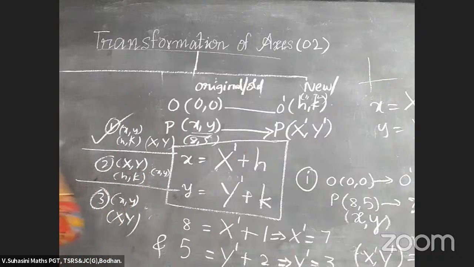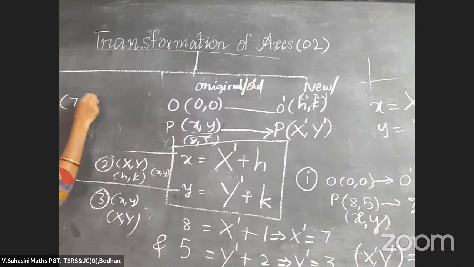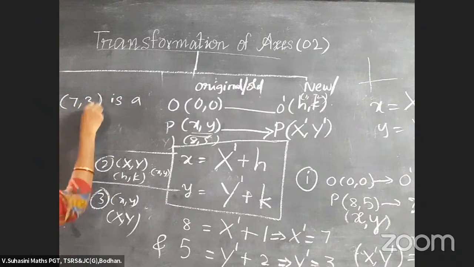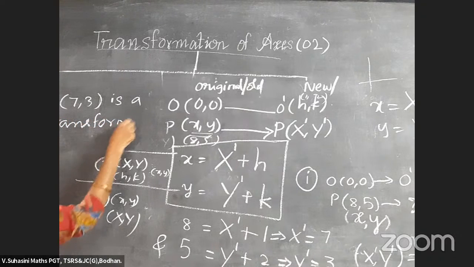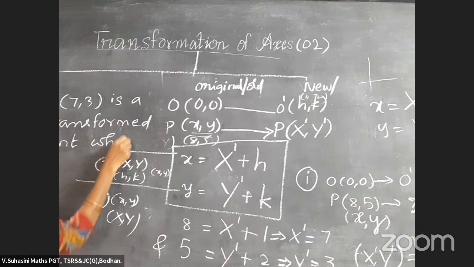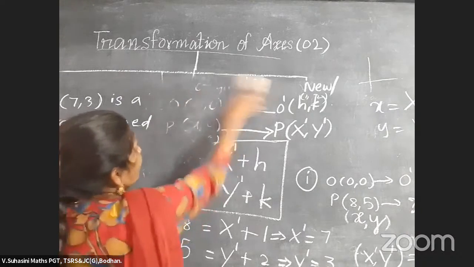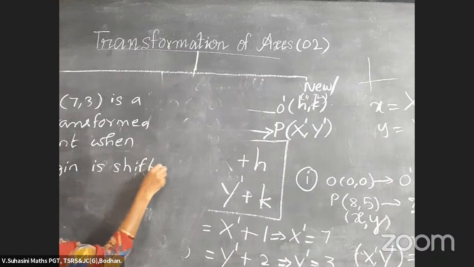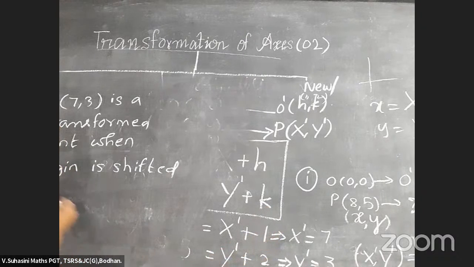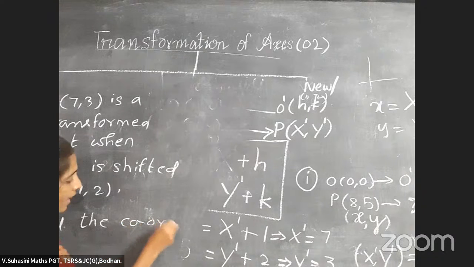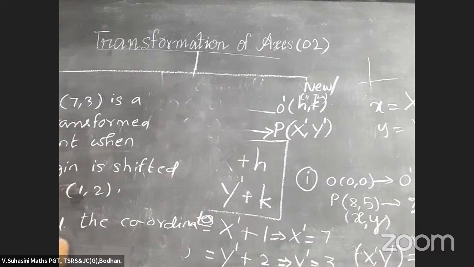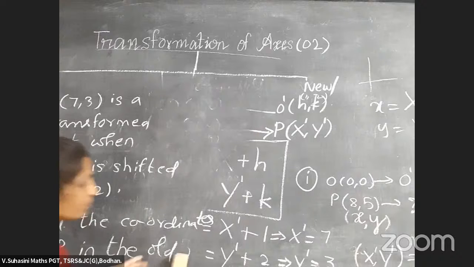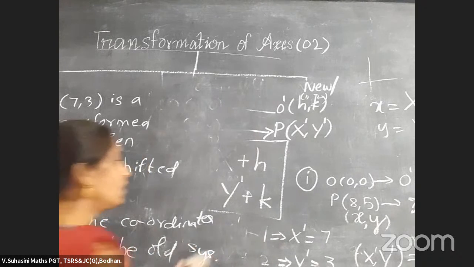Second problem. P 7, 3 is a transformed point when the origin is shifted to the point 1, 2. Find the coordinates of P in the original system, in the old system.